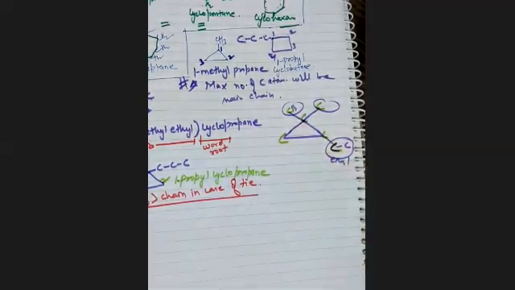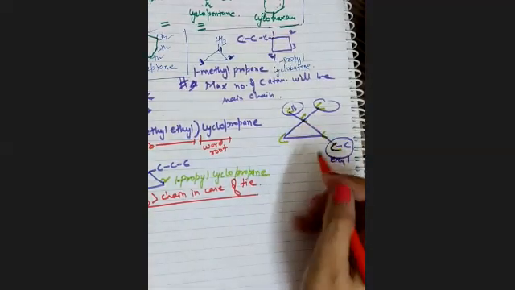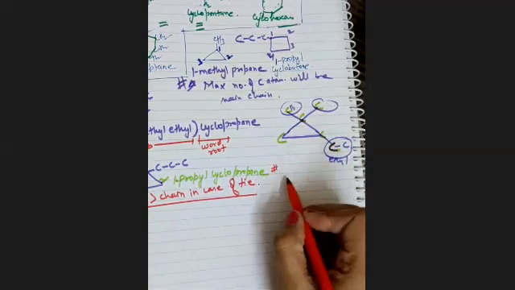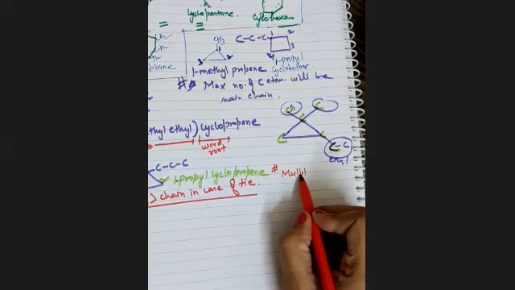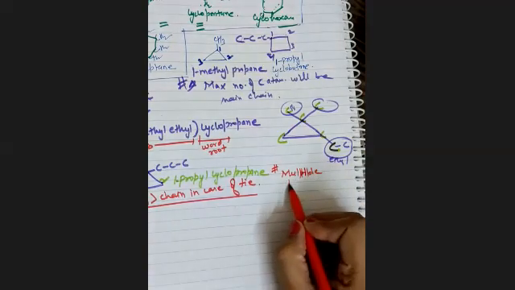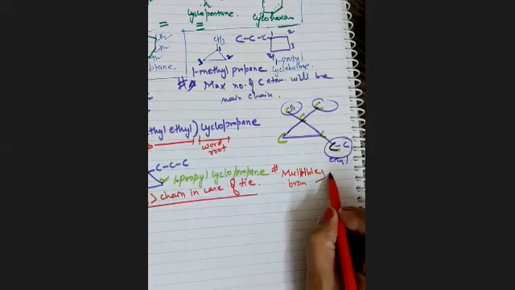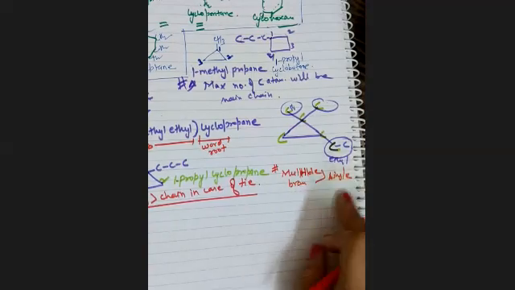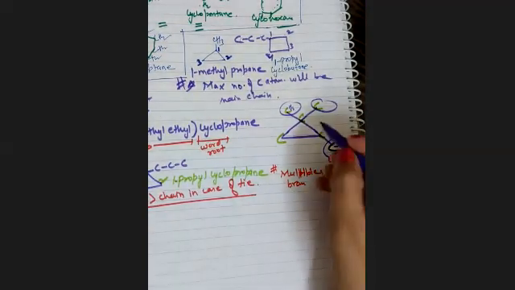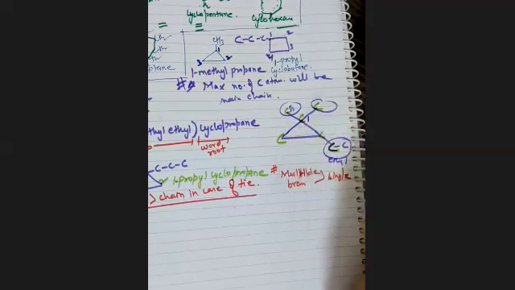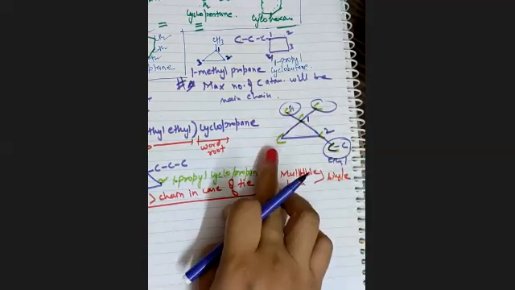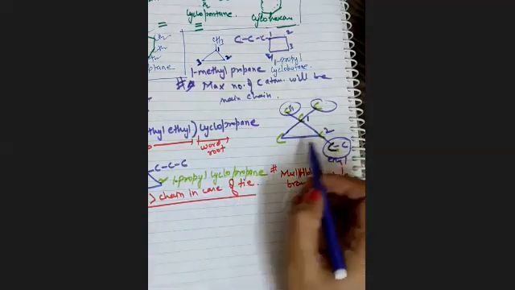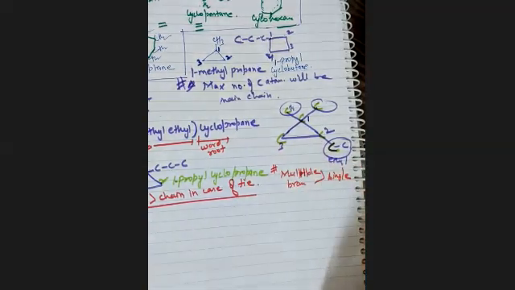Whenever you have, hashtag new rule, whenever you have branching, give preference to multiple branches over single. So your multiple branches will be emphasized. The carbon will be considered as one. Then we will go here, we will not go there. We'll go to the next branching. So 1, 2, 3.